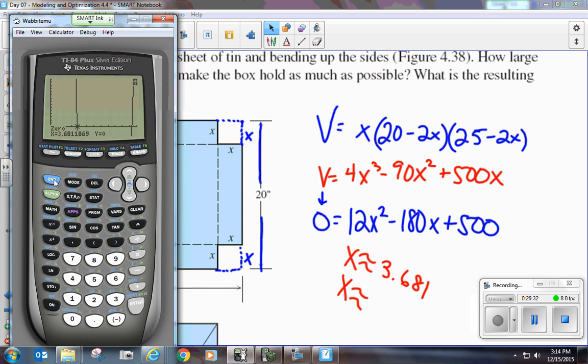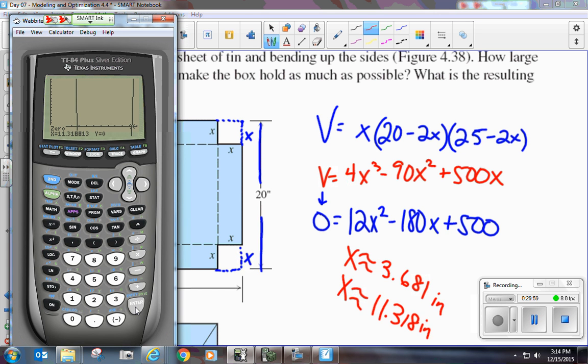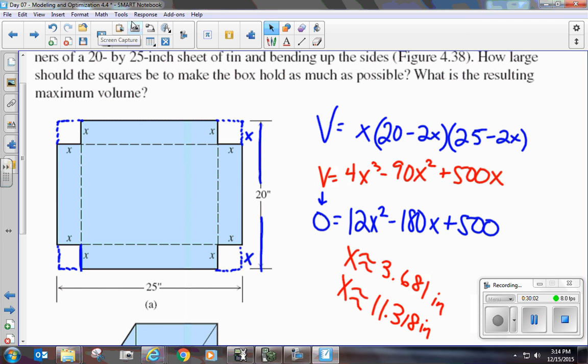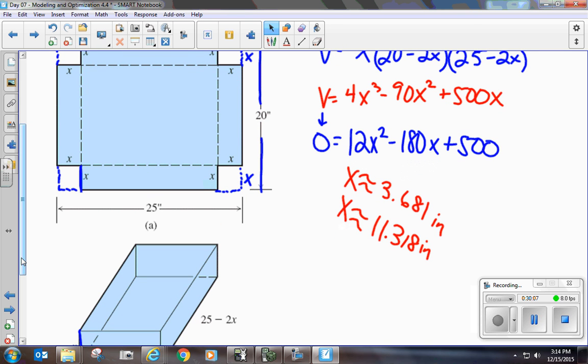What's my other intercept? Well, I'm going to do my zero again, and this time, keep on going, coming back up, there we go. Left, right, I made a bow tie, hit enter, 11.318, let's call it. Now these are in inches, I believe, right? Centimeters? Let's see. Inches. There you go. Now, but which one is it? Which one is it? How come it is not 11?